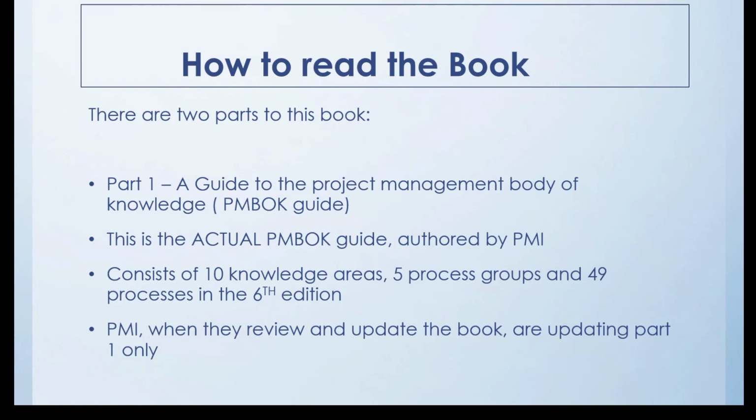So part 1 of the book is the actual PMBOK Guide authored by the Project Management Institute. It consists of the 10 knowledge areas, the 5 process groups, initiating, planning, executing, monitoring and controlling, and closing, and then the 49 processes. So we have about 49 in the 6th edition. We had 47 in the past, and PMI makes those revisions every 5 years or so. So you're going to see new editions of this PMBOK Guide every couple of years.